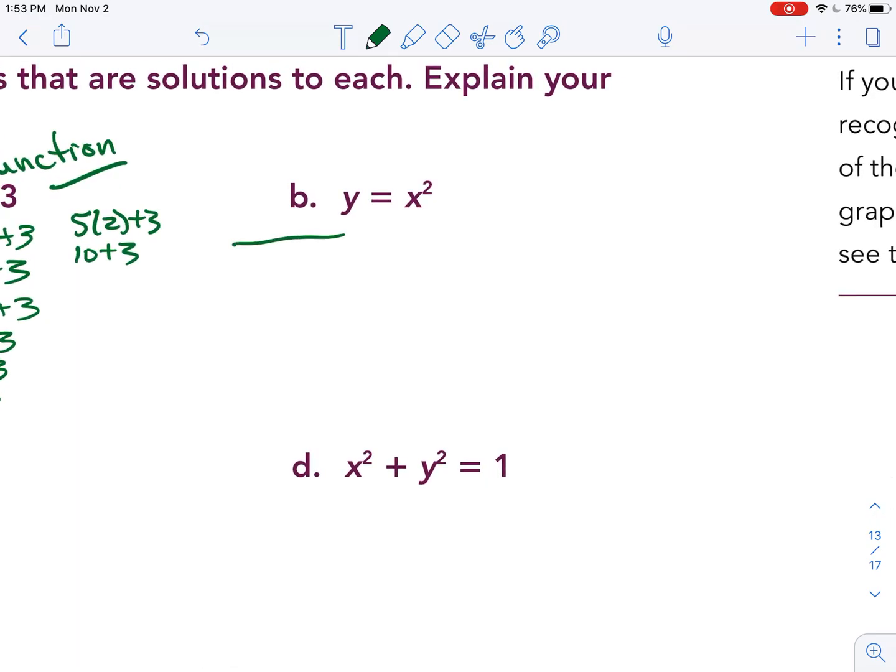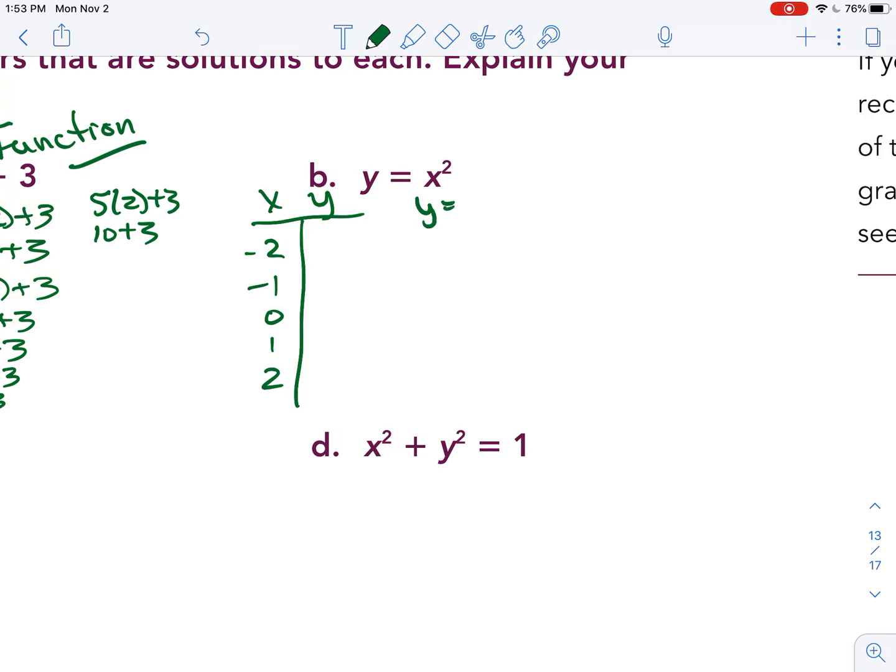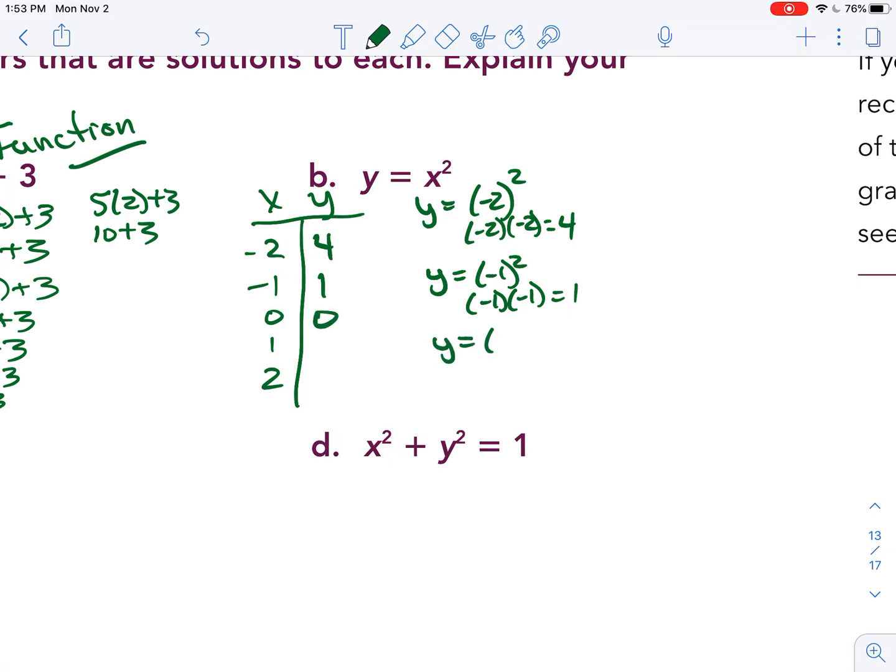Then let's come over here. Let's do this one. If I plugged in -2, -1, 0, 1, 2. On this one, I would get -2 squared, so that's the same thing as -2 times -2. That would get me 4. If I plugged in -1, that would get me -1 times -1. That gets me 1. 0 squared is just 0. Hopefully you know that. 1 squared, 1 times 1 is 1. 2 squared, 2 times 2, that would get me 4.